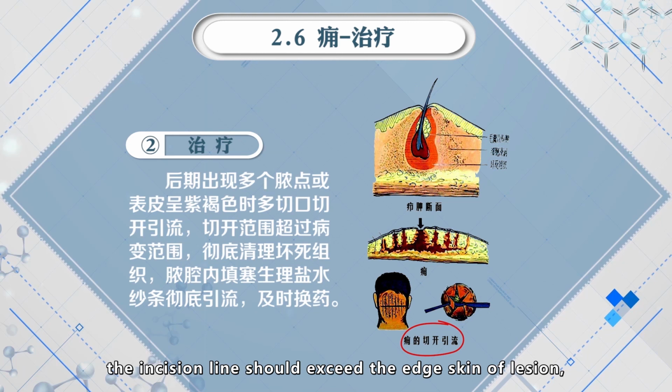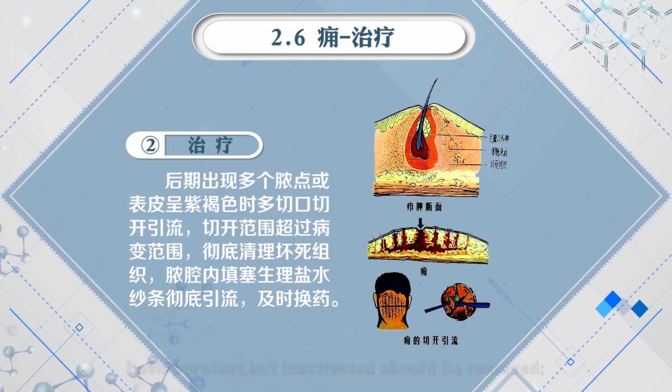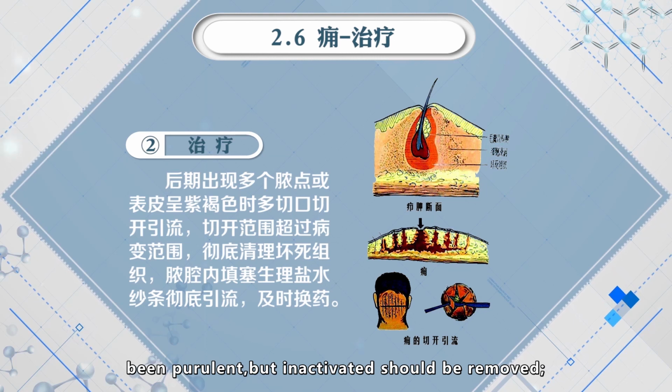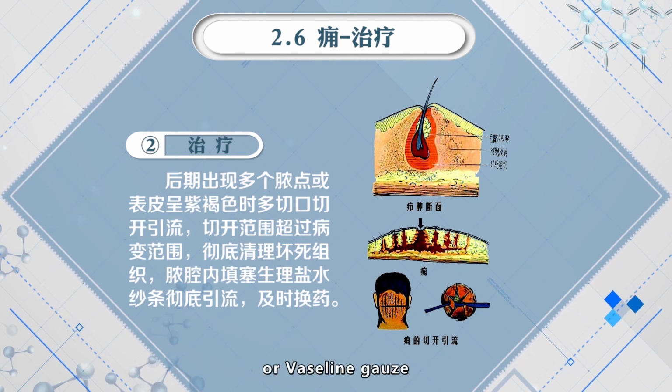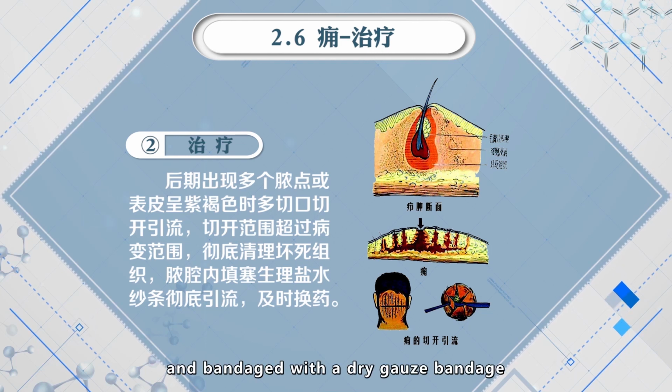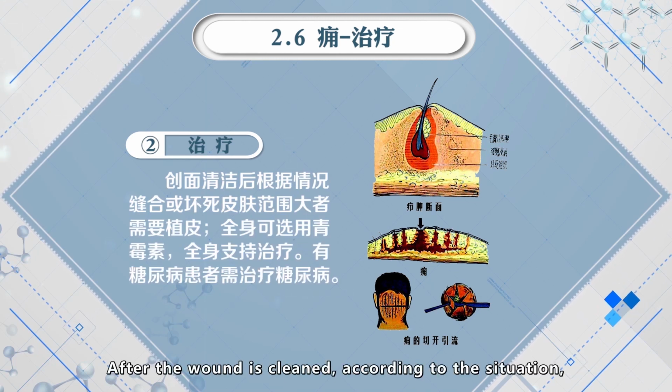The incision's line should exceed the edge skin of lesion, and tissues that have been purulent and have not yet been purulent but inactivated should be removed. And then the pus cavity should be filled with saline or Vaseline gauze and bandaged with a dry gauze bandage. Application of drugs after the wound is clean according to the situation.